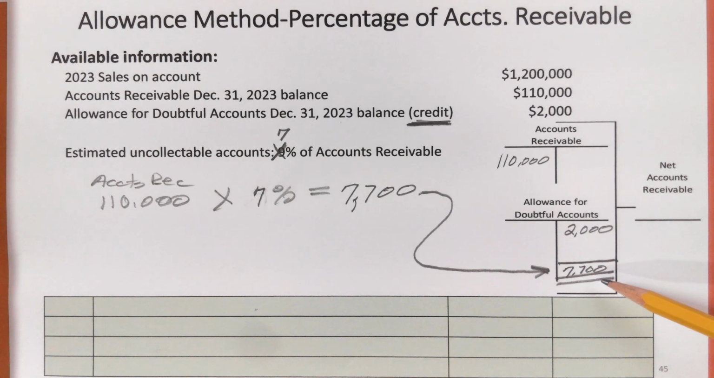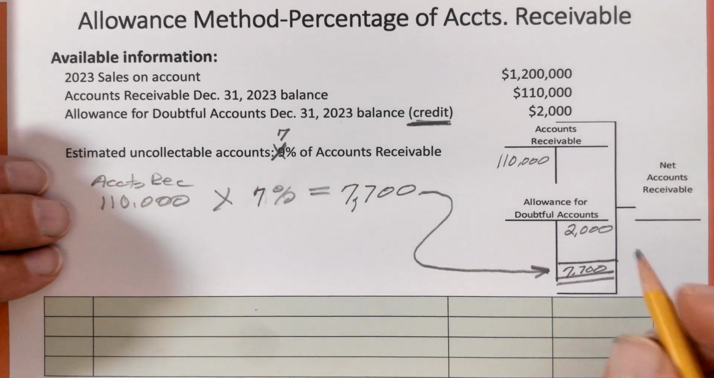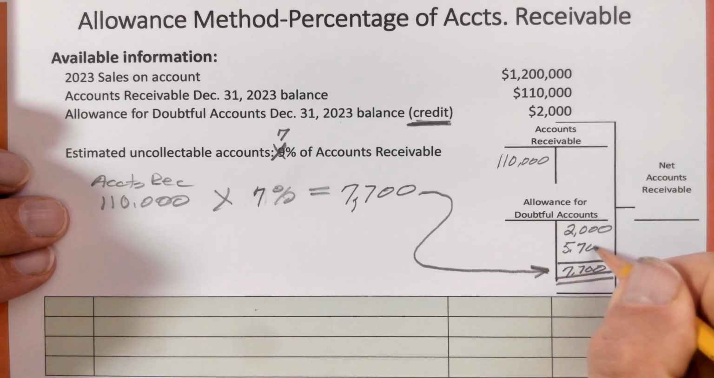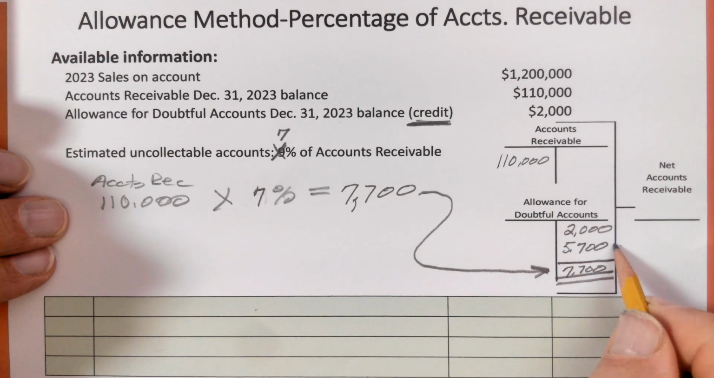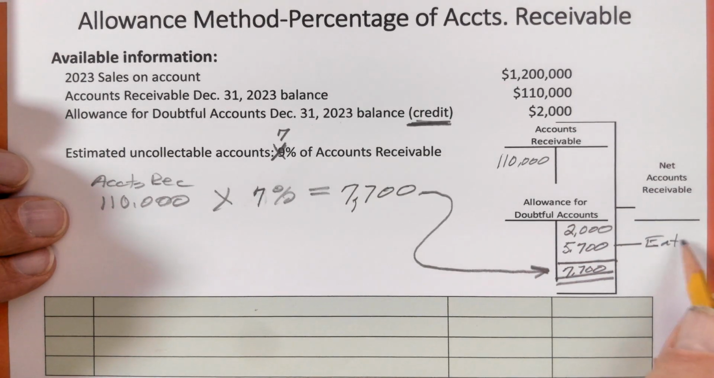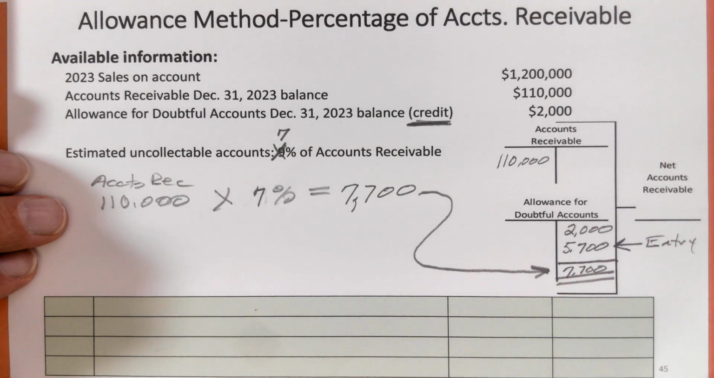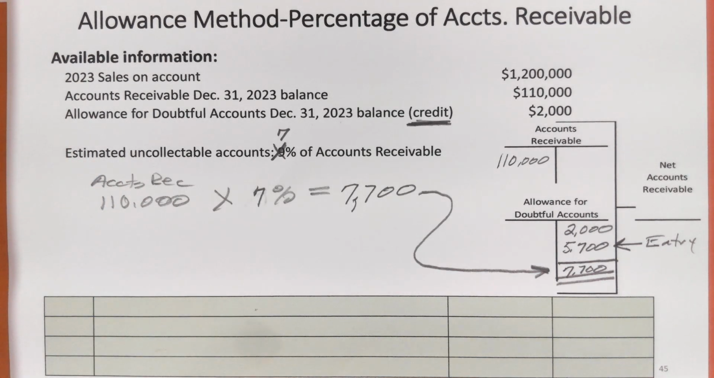I pause for effect and to have you guys calculate it. Yes, I think most of you would say it takes another $5,700 put into this account. So this is the amount of our entry here, backed into our entry, to bring this account up to the balance it should be. Now the numbers are a little different for this example versus the other one because we assumed they used an accounts receivable aging before, and in this example, they're just using this 7% for the whole accounts receivable.